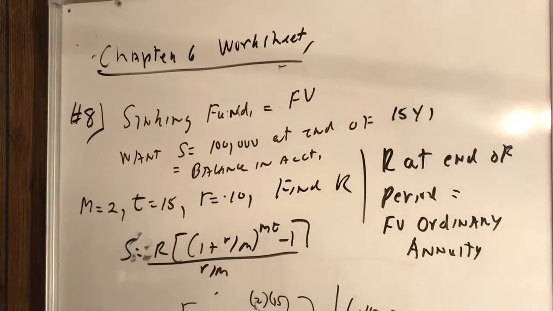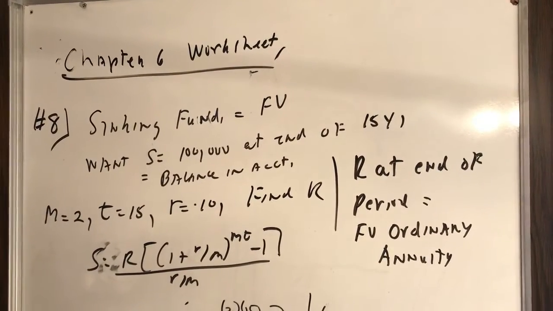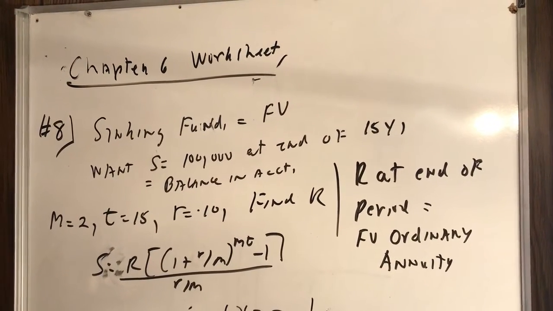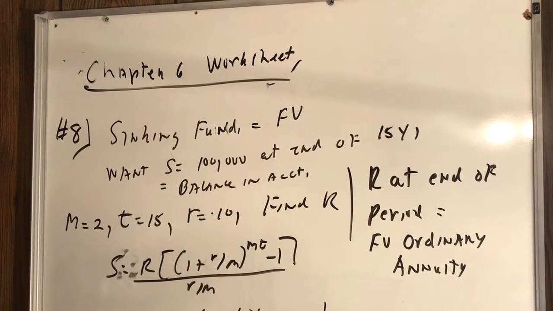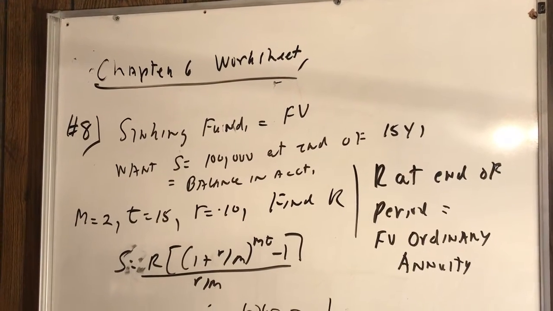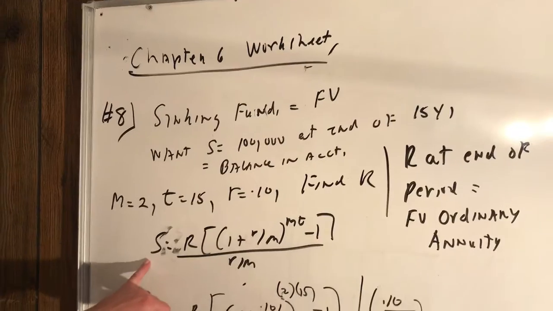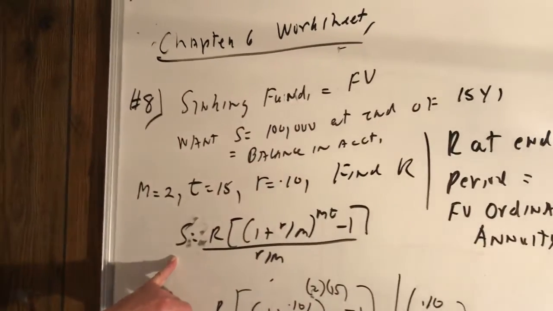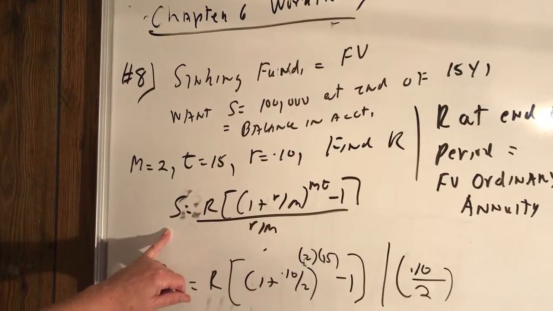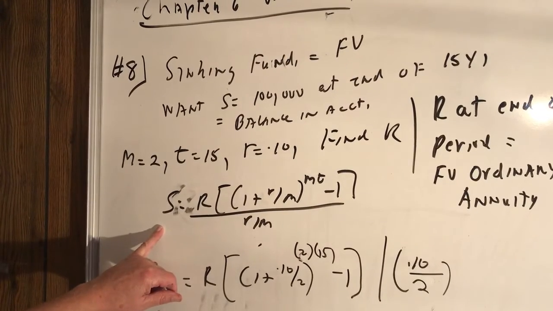Number 8 is a sinking fund. We had this before. This has $100,000. The balance is in the account. Sinking fund is a future value ordinary annuity. What we want is the future value to be $100,000. That's the balance in this case at the end of 15 years.